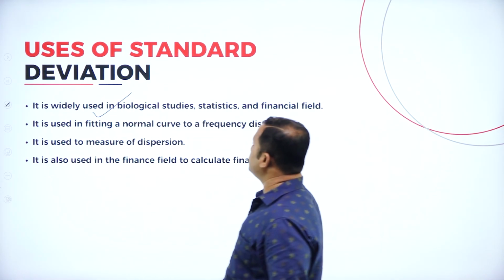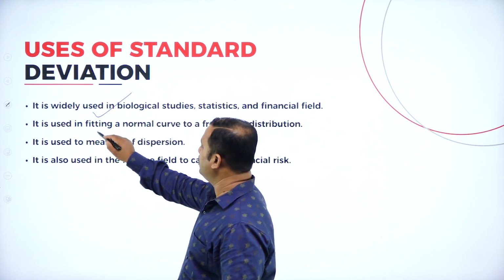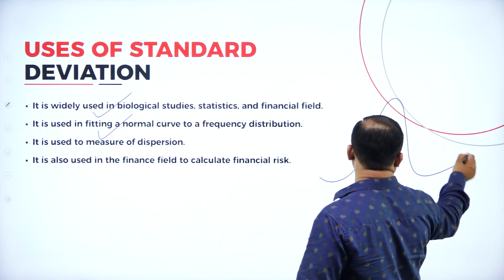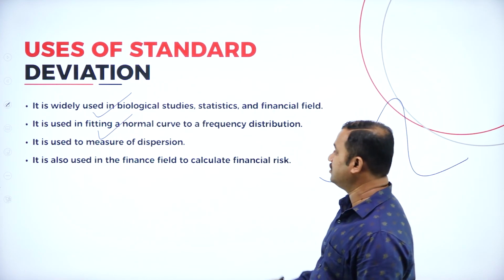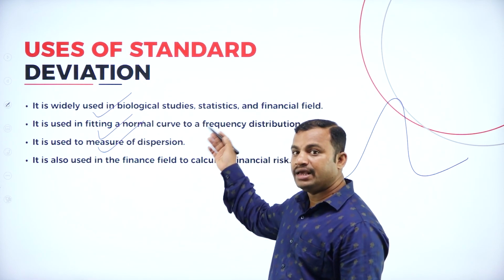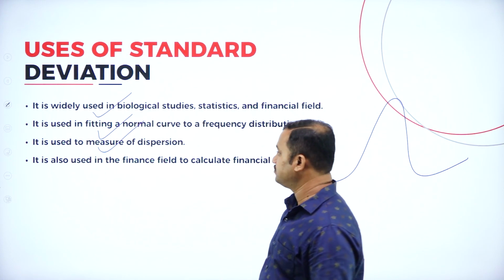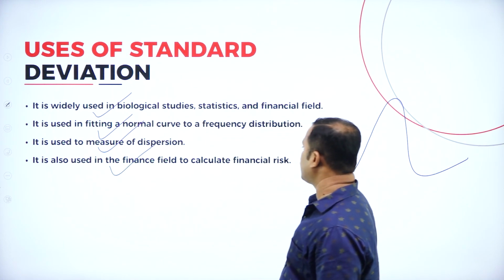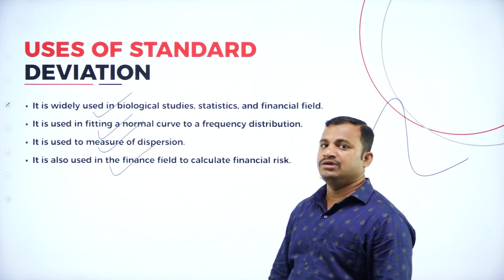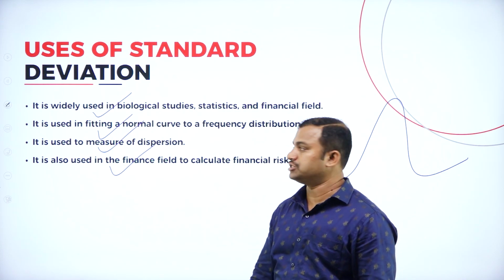It is widely used in biological studies, statistics and the financial field. It is used in fitting a normal curve, that is the frequency distribution curve, also called a Gaussian curve. It is used as a measure of dispersion, alongside mean, median and mode for finding the central tendencies. It is also used in the finance field to calculate financial risk. All these are some of the properties of the standard deviation and its usage in various applications.